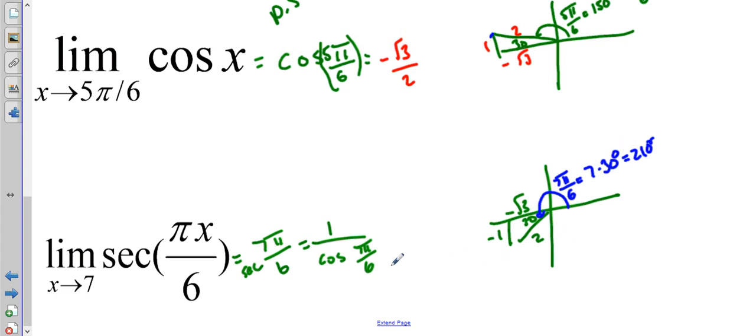So when we have that, what is the reciprocal of cosine? Cosine is adjacent over hypotenuse, so secant would be hypotenuse over adjacent. So hypotenuse over negative square root of 3, which would be negative 2 square root of 3 over 3. How do we get that? Multiply top and bottom by negative square root of 3. And we have those.